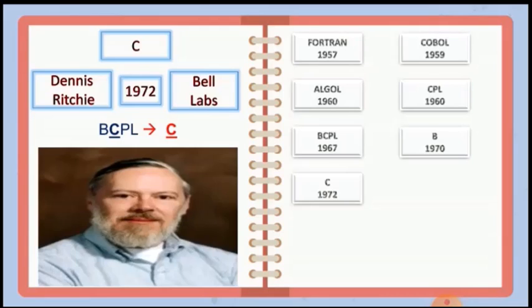C programming language was designed for programming in the Unix operating system. After the creation of C, the whole Unix OS was rewritten using C language. C programming language became very popular at that time.